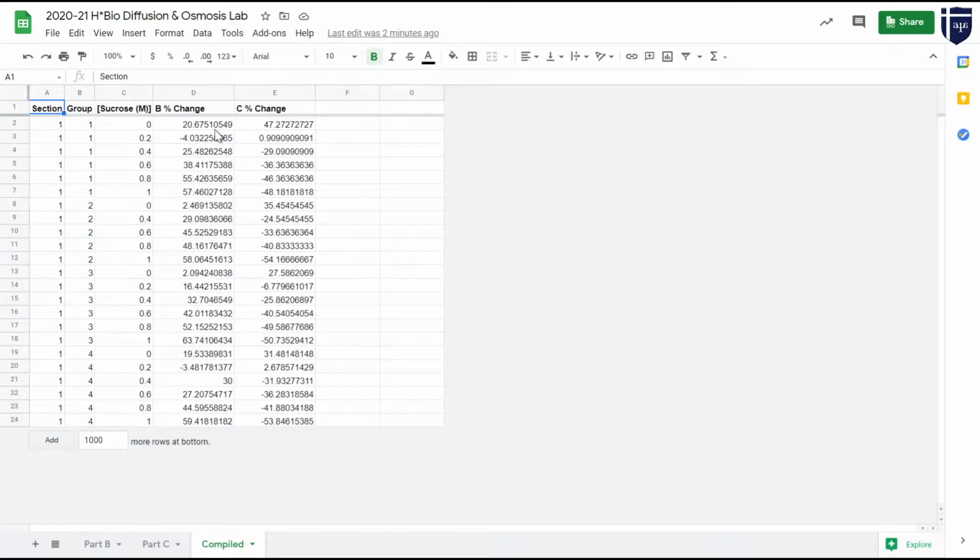And then these were the percent changes for group 1, group 2, group 3. You get the point. These are all of the numbers for B. These are all of the numbers for C.